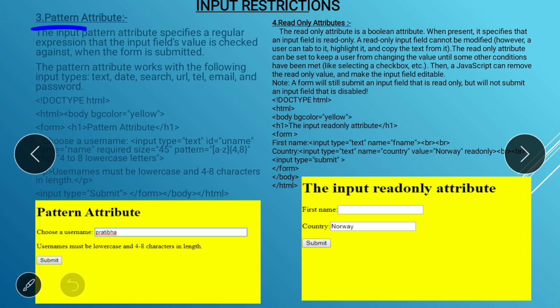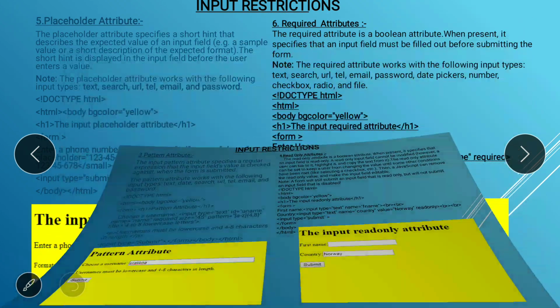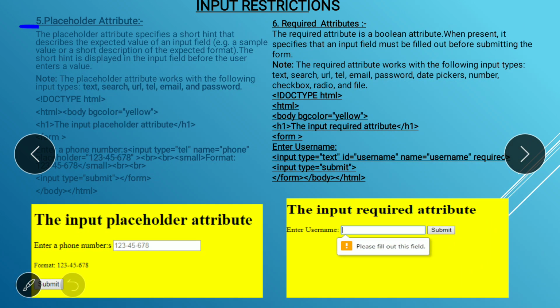Next is the pattern attribute, where you can set pattern, which type of data user has to enter, you can mention here in the pattern attribute. Next is the read only attribute, where user cannot edit or change the value of that text, right? It's called the read only attribute, means that control will be only read only, user cannot write anything in that control.